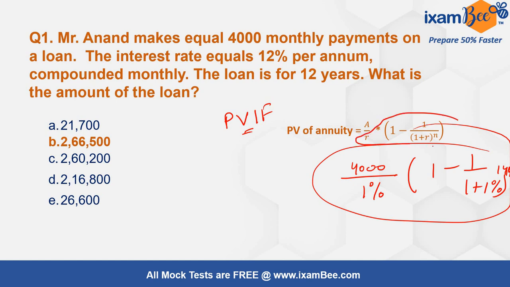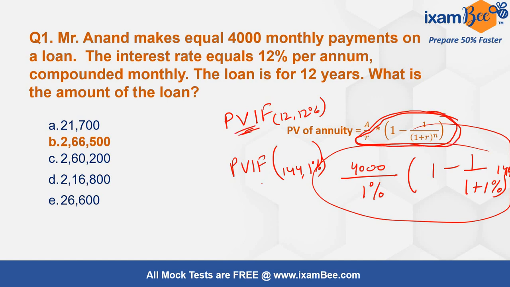What is the present value interest factor? Basically, it is the value of this expression. They may give you present value interest factors for different cases, say for 12 years at 12% interest rate, or for 144 periods at 1% interest rate, and they give you two or three values to confuse you, and you have to choose which one. So this calculation is given by the present value interest factor, which can also be in the question to help you. When you solve for this, you will get the answer.